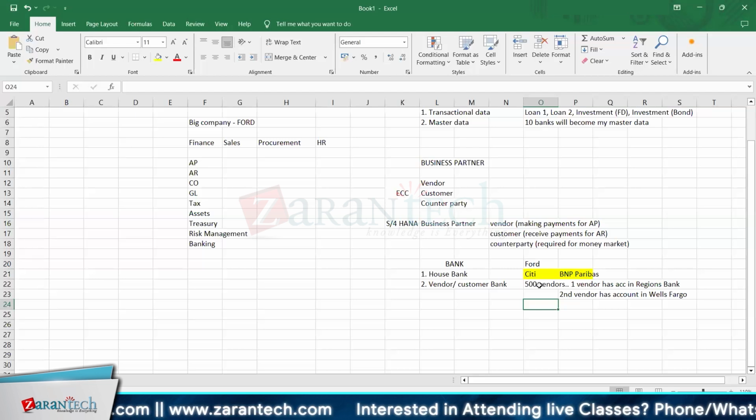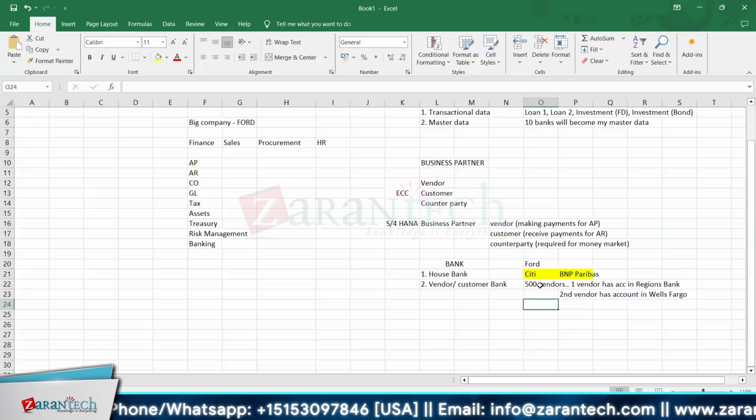Is it clear? Yes, clear. Third party bank, we call it a partner bank. Correct. Partner bank. So multiple banks will be maintained for the vendor or customers, each identified by a partner bank ID. Based on vendor request, we can make payment to the particular bank of the vendor or customers. Correct. Exactly.